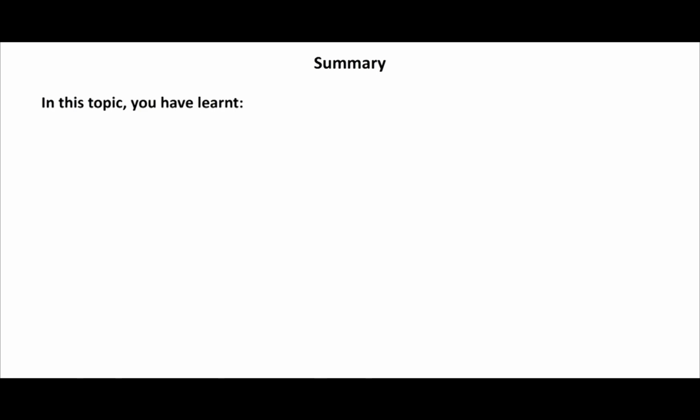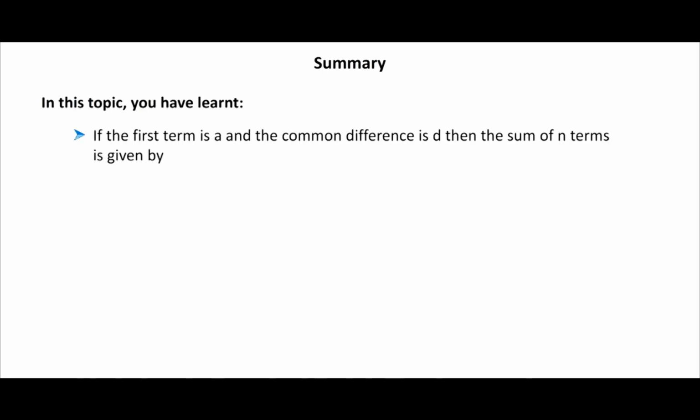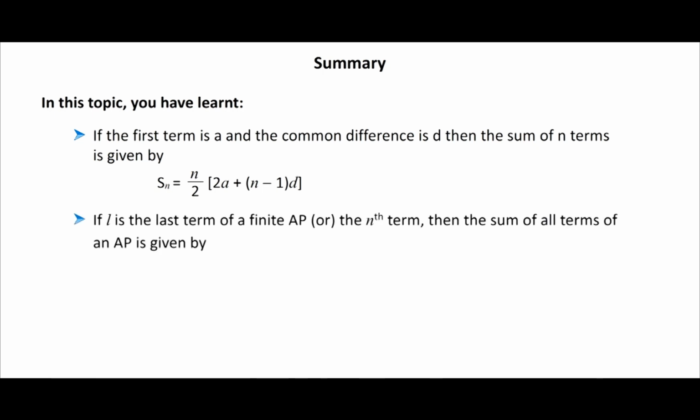In this topic you have learnt, if the first term is A and the common difference is D, then the sum of n terms is given by Sn is equal to n divided by 2 into (2A plus (n minus 1) into D). If L is the last term of a finite AP, or the nth term, then the sum of all terms of an AP is given by Sn is equal to n divided by 2 into (A plus L).